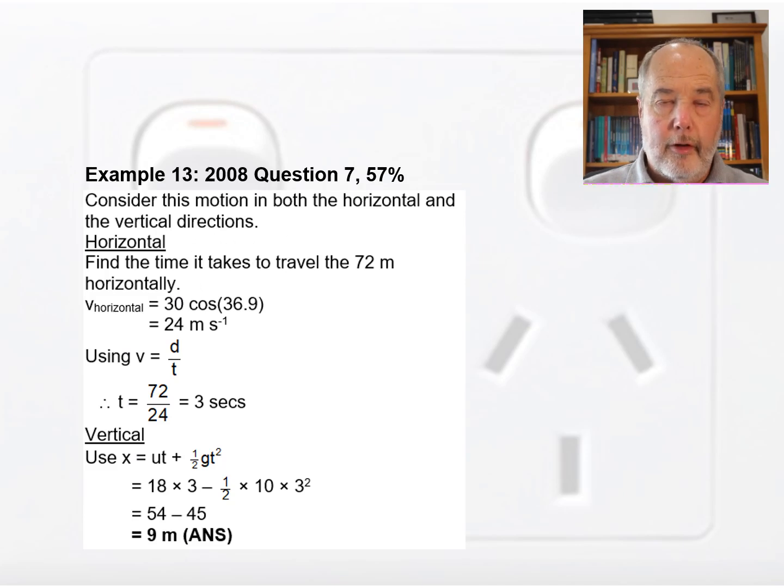The simplest way to solve this problem is to find the time it takes to reach the advertising board if it was just going horizontally, and then to find its height at that time. Using the horizontal direction, we find that the time it takes to hit the board is 3 seconds. So in the vertical direction, we're going to get that the height is 9 meters.